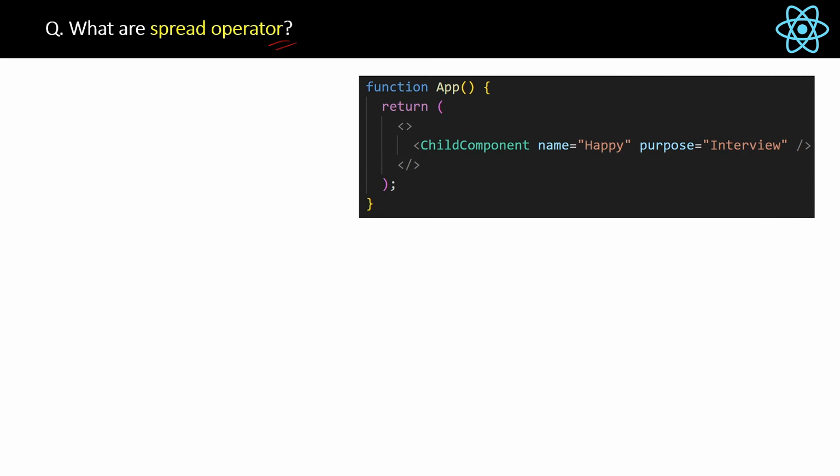What is a spread operator? We already know that the way to pass properties from parent component to child component is through props. But in real applications we do not have just 2 parameters like this. We may have 5, 10, 15 parameters, or maybe we are getting the key value pairs from some data source like an API or somewhere else, and then writing them like this is not feasible. It will be a very long code, right?